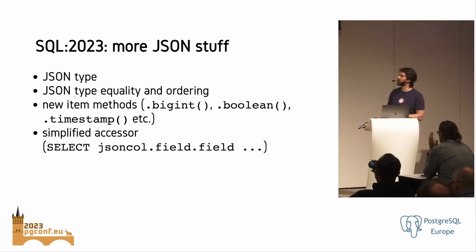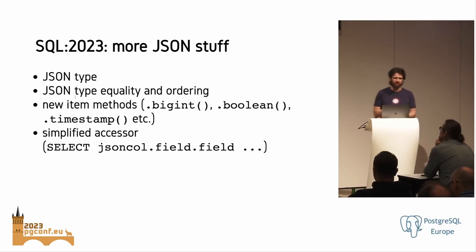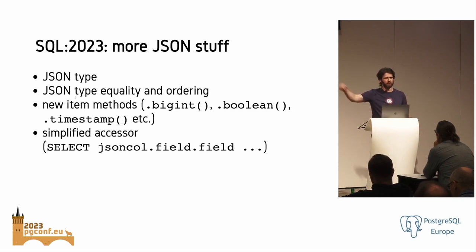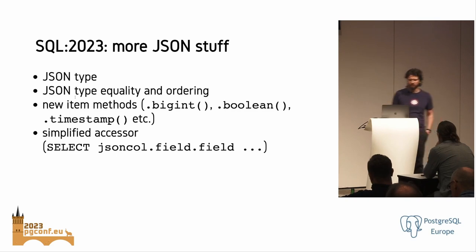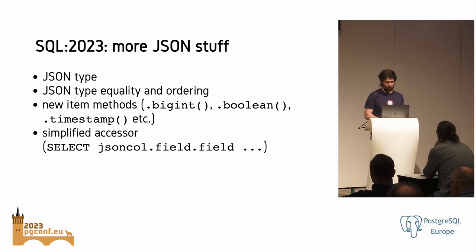And the last thing is what is called in the standard the simplified accessor. So you can drill into a JSON column as if it were a row type, basically, or a complex type. So you can just say JSON dot something dot something dot something to drill into the JSON structure. In Postgres, you can do this essentially with the arrows and stuff like that. But this is sort of equivalent to how you would go into a composite type. I don't think anybody's working on that for Postgres right now, but you'd be welcome to if you wanted to.